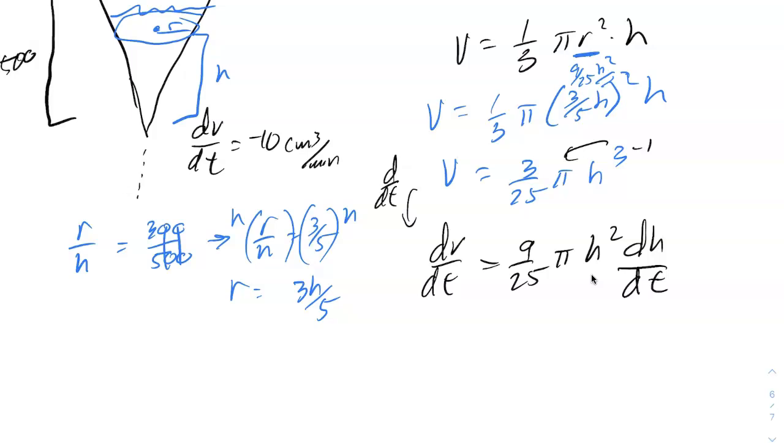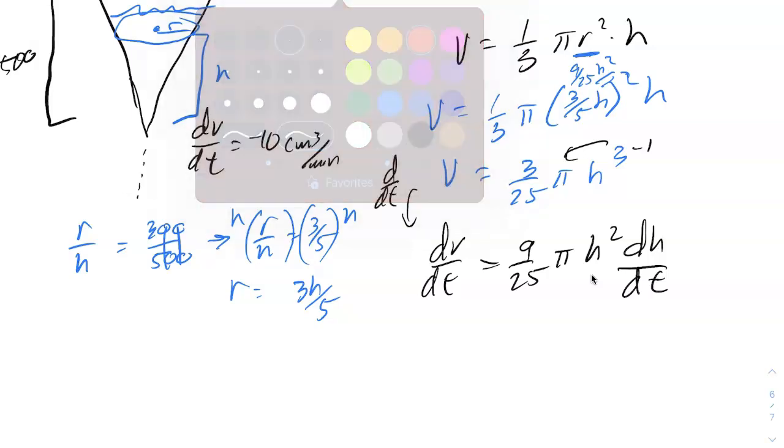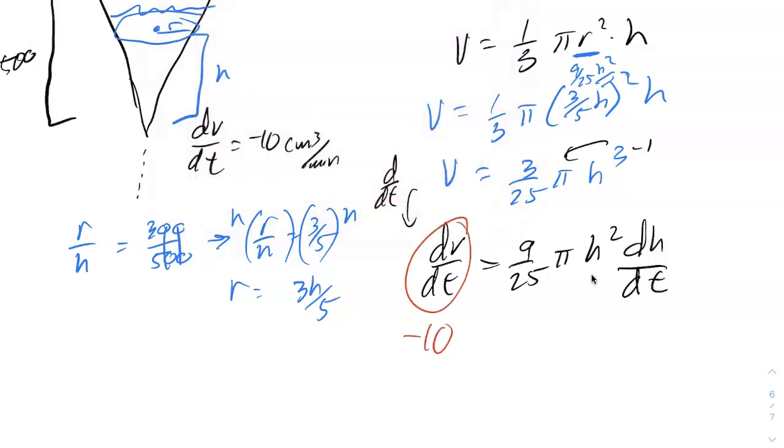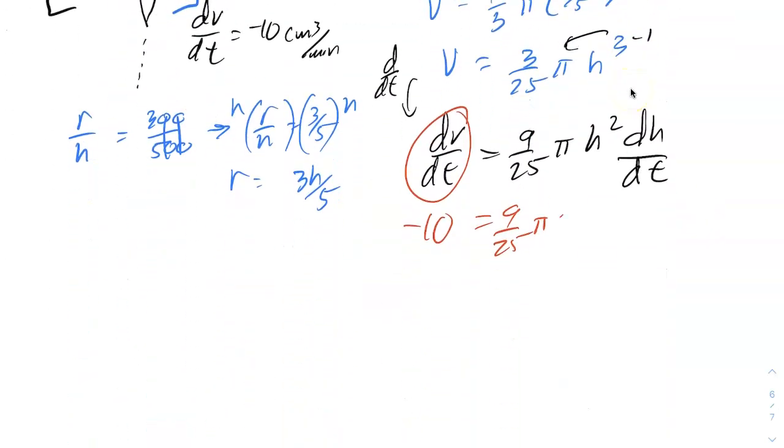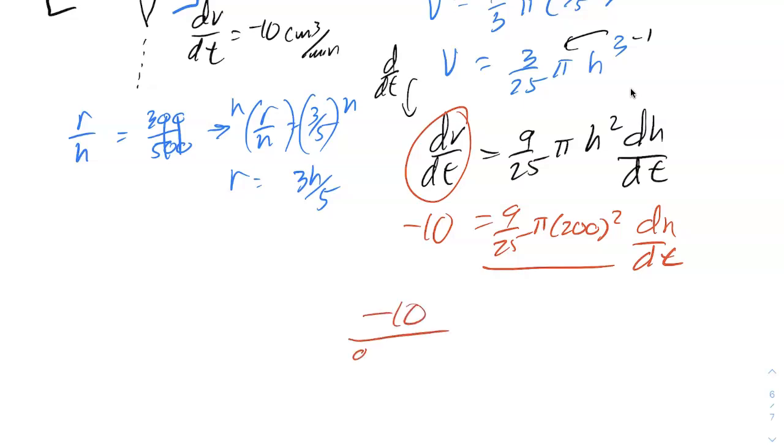Now we can plug everything in. This guy is negative 10. Keep that in mind, right? We're losing water, so it should be negative. Equals 9 over 25 pi. H, they said they wanted it at 200, squared, dh/dt. So divide by all this to get that out of the way. So I get negative 10 over 9 over 25 pi 200 squared equals dh/dt.